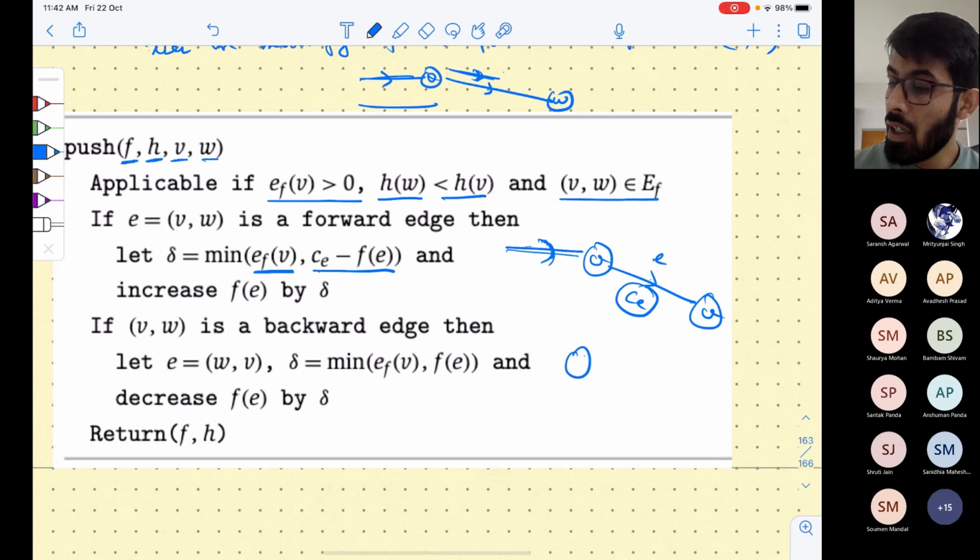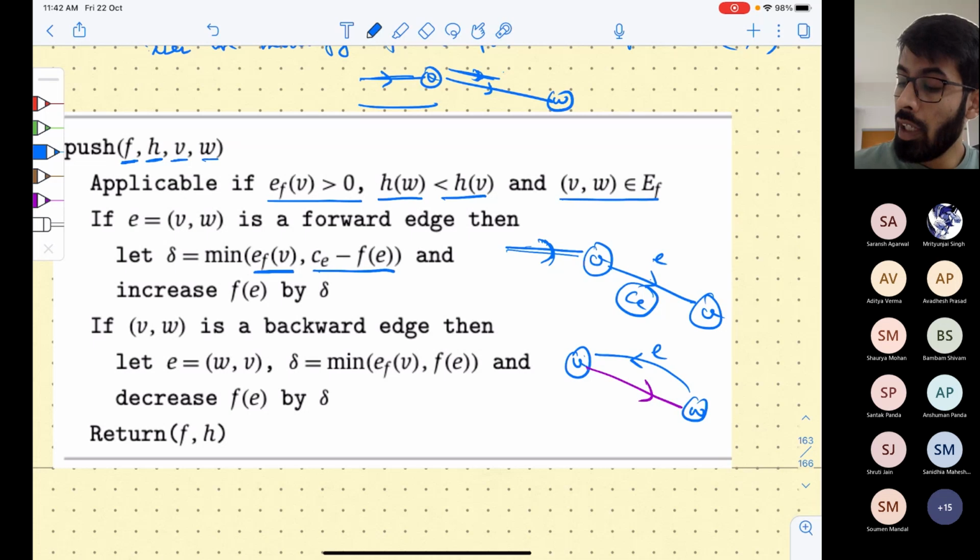So if VW was a backward edge, so VW is a backward edge, let's say, and actually this was the forward edge, WV, right? So this is E actually now. E is equal to WV. And now how much you can push back here, that is, FE. And how much is the excess that we have? Excess is this much. So this is the edge on which you have flow value FE.